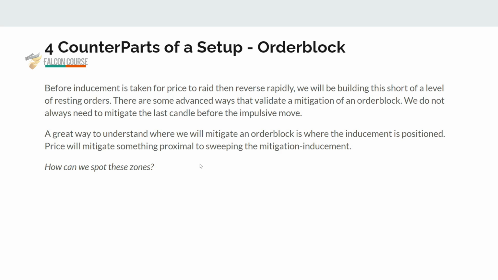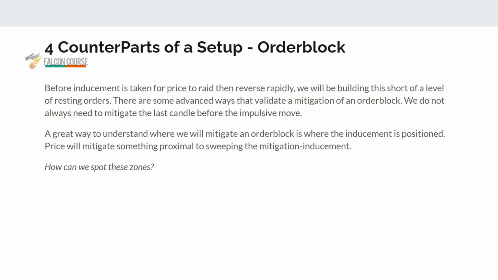Just like I mentioned, price will mitigate something proximal to the sweeping mitigation inducement. So how can we spot good order blocks? How can we spot these zones? Just before I go into the slide that'll show us, never look for zones first.